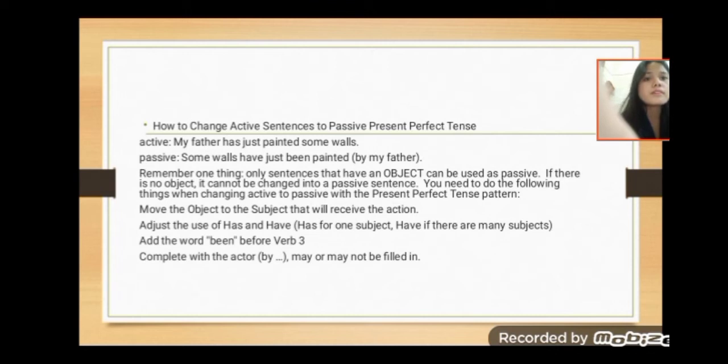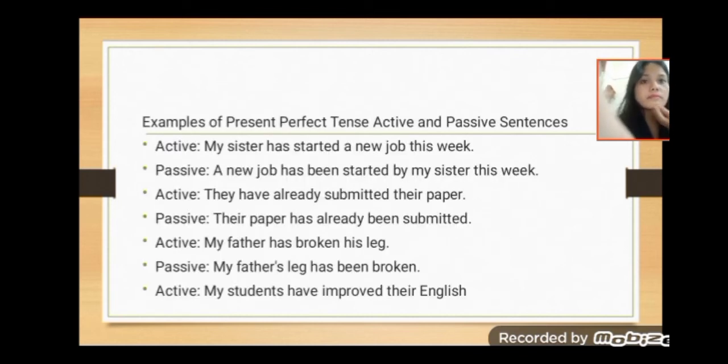You need to do the following things when changing active to passive with the present perfect tense. Move the object to the subject that will receive the action. Adjust the use of has and have: has for one subject, have if there are many subjects, and add the word been before verb 3, complete with the actor by, which may or may not be filled.